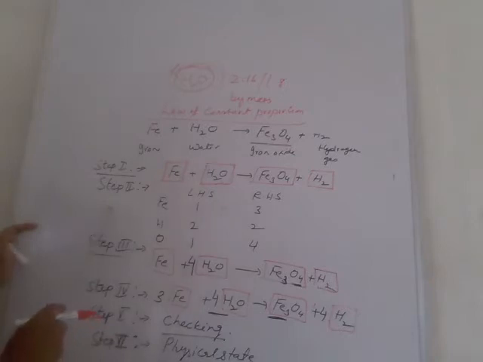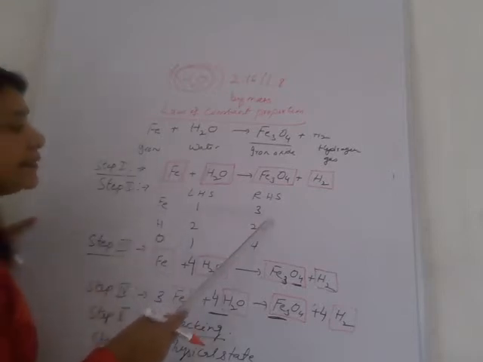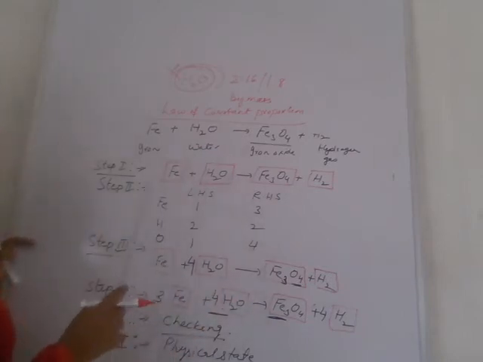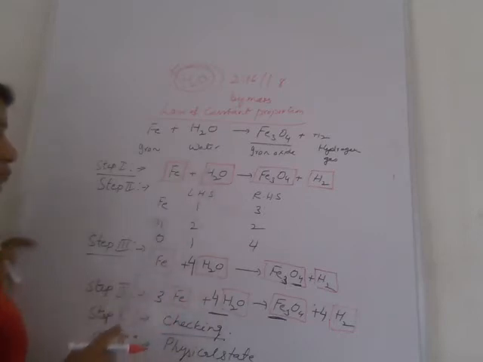Students, in the second step, we will count the number of atoms of each element on the left hand side and right hand side. So in this particular reaction, there are three elements you can see. Fe means iron, H hydrogen, O oxygen.